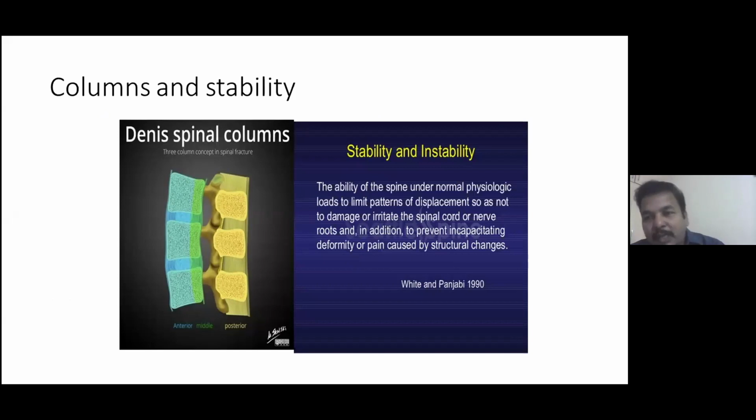One is Holdsworth, who divided the spinal column into two columns, anterior and posterior. And Dennis classified it into three columns: anterior, middle, and posterior. And we know that White and Punjabi defined stability and instability as the ability of the spine under normal physiological loads to limit the patterns of displacement so as not to damage or irritate. That means the spine under normal physiological load should not create any pain or deformity or deficit.